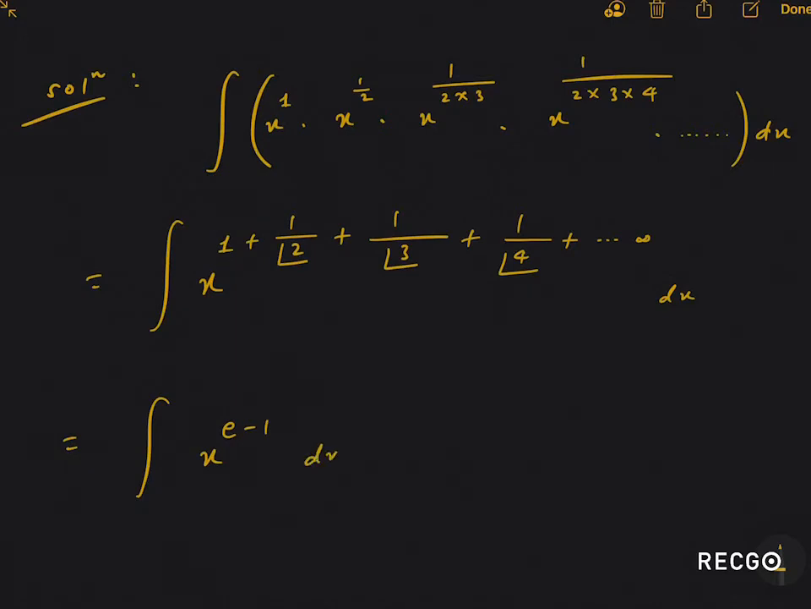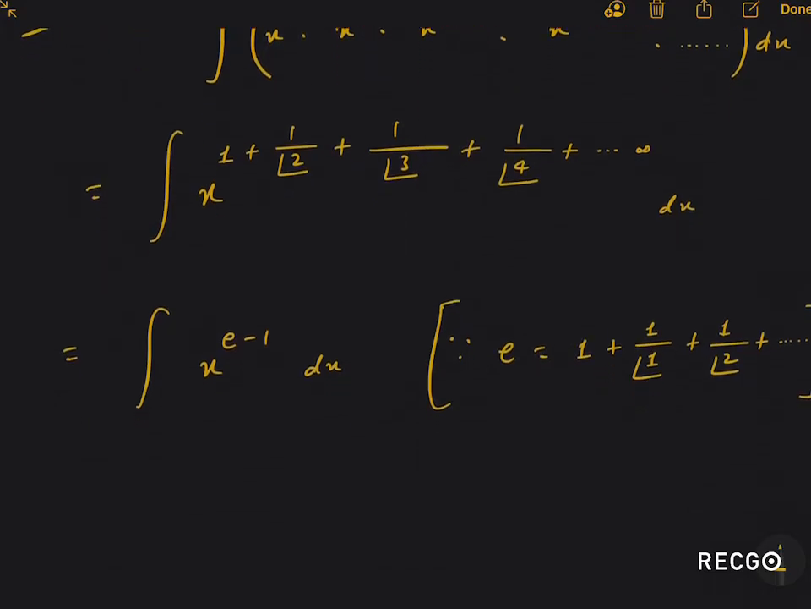As you know, Euler's constant, that is e, is equal to 1 plus 1 by 1 factorial plus 1 by 2 factorial plus dot and so on up to infinitely many terms. So 1 plus 1 by 2 factorial plus 1 by 3 factorial and so on should be equal to e minus 1. So I replaced that entire series by e minus 1.